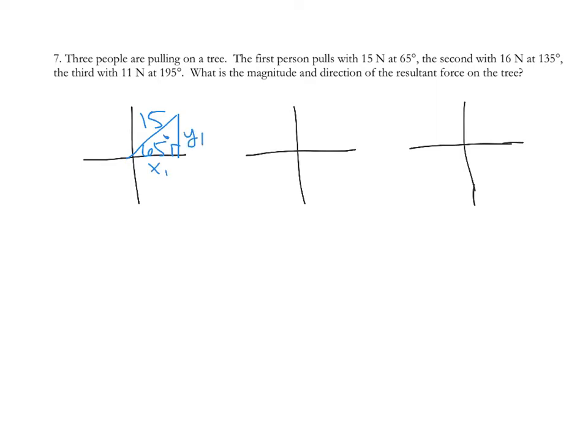In the next one, it says that the second person is at 135 degrees. That's in the second quadrant at 16 newtons. x2, y2. And then the last one is 195 degrees, which is in the third quadrant, at 11 newtons. So here's 11, this is going to be x3, y3. So we've just got to calculate each of these out.